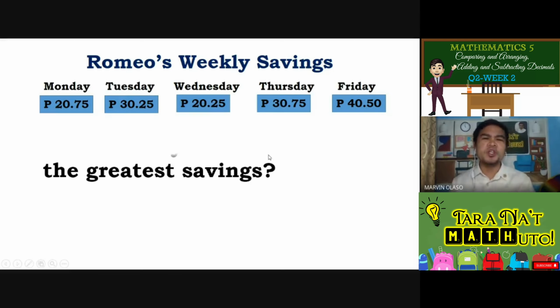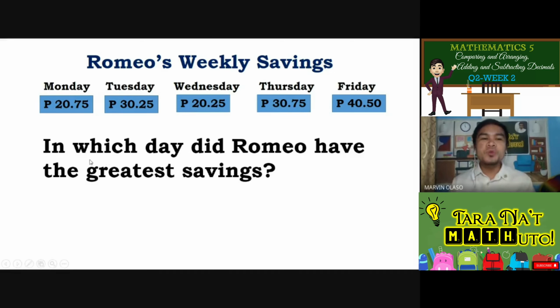So let's have the question now. In which day did Romeo have the greatest savings? So yan ang ating tanong. Alin dyan anong araw daw ang pinakamataas niyang ipon? So we are looking for the greatest. Since we have the given numbers, five given numbers, we will compare the value of each number.